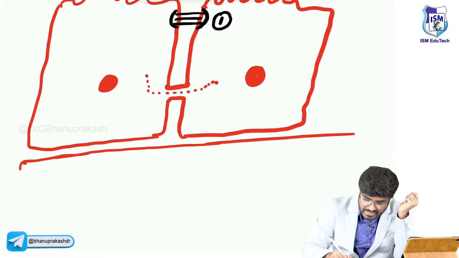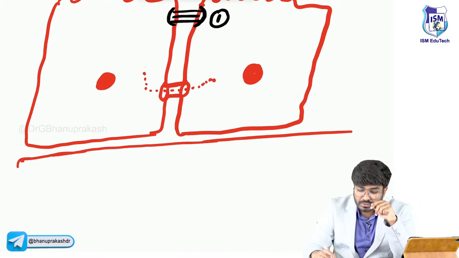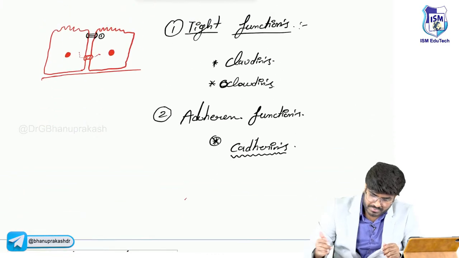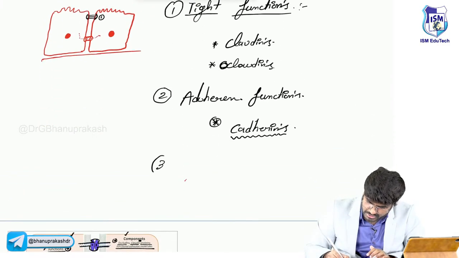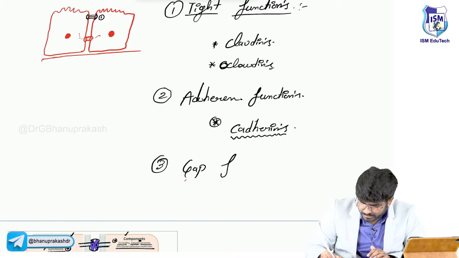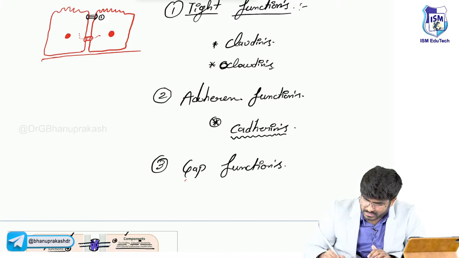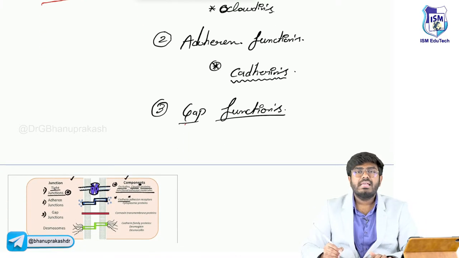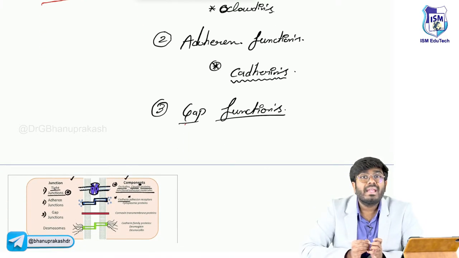So this is the gap, right? Now it's like a window. So these gaps are called gap junctions. Now the question to you is, these gap junctions are made by which molecules? Which molecules are forming these gap junctions?